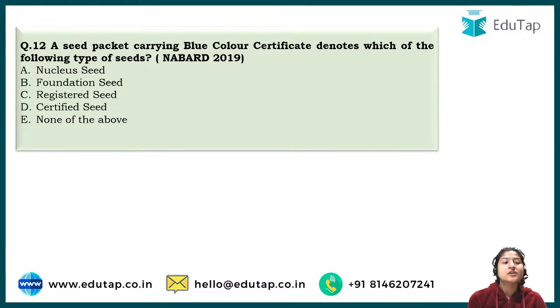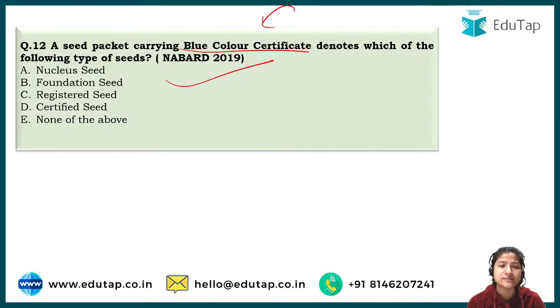Now let's move to question number 12, which is a seed packet carrying blue color certificate denotes which of the following type of seeds. So we have done one before, nucleus and pedigree, right? So herein it asks about blue color certificate. So which one is that of blue color? You have to tell fast, right? So herein we have 5 options, that is nucleus seed, foundation seed, registered seed, certified seeds, and none of the above.